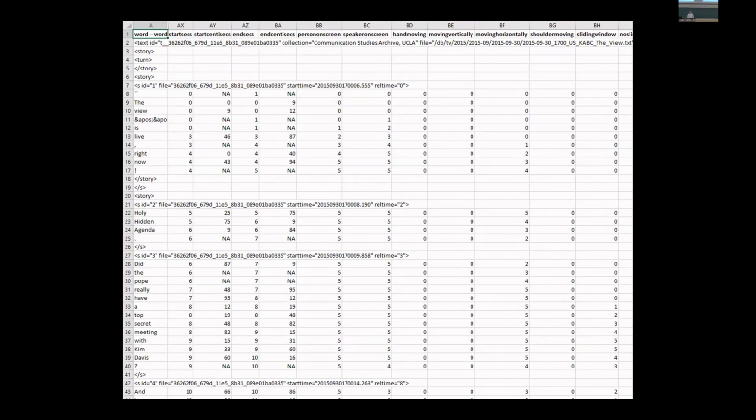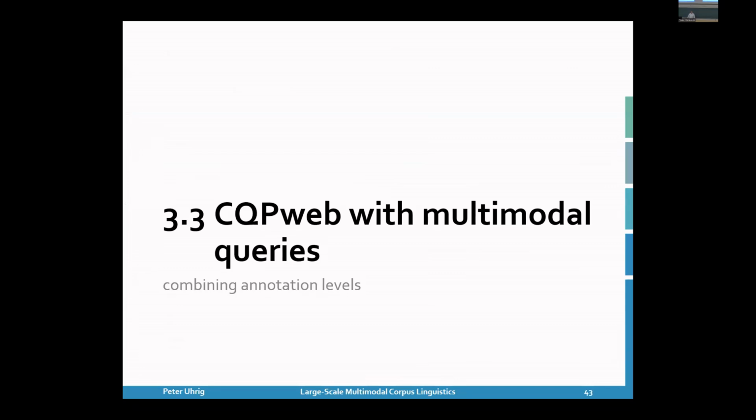And those of you who are going to be in my workshop this afternoon, I'm very briefly going to explain some tables, but don't worry, they're straightforward. And then we end up with this kind of thing, CQPweb with multimodal queries.